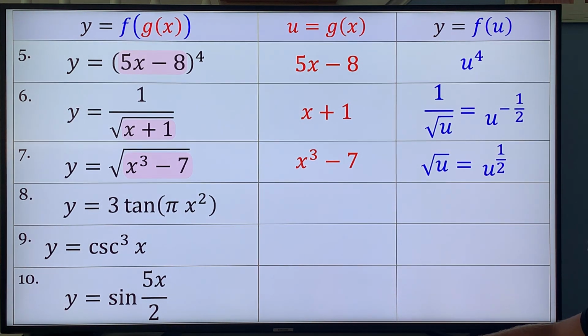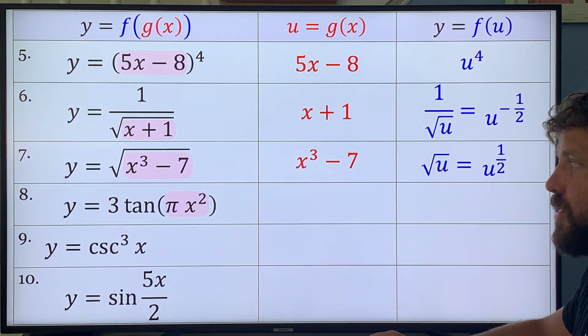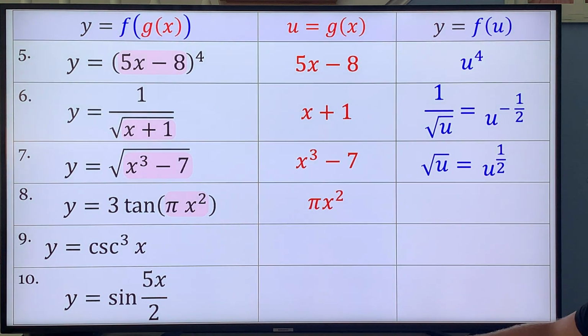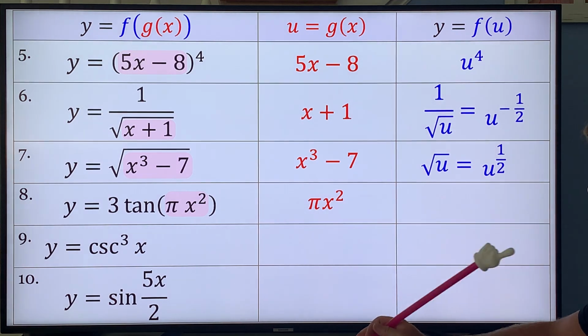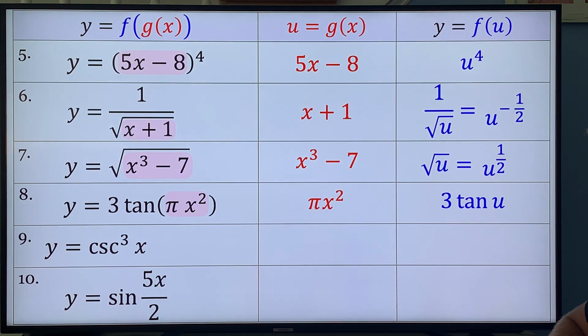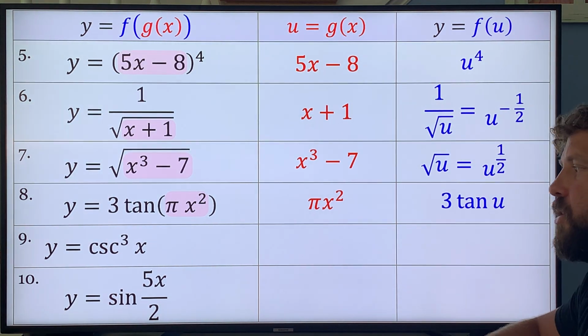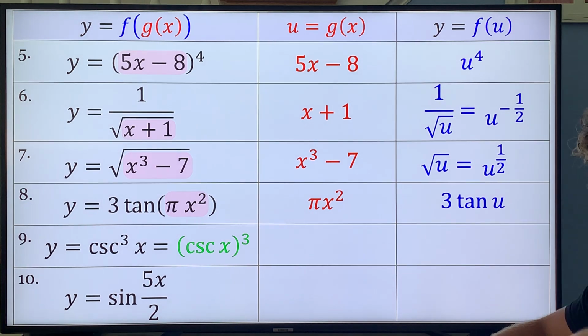What about 8? Well, inside function is whatever is inside the trig function. So it's pi x squared. So my outside function is 3 tan u. And this is allowed because the 3 is just a constant. It's not altering the function. What about 9? Think back to number 4. Cosecant cubed x is the same as cosecant x, the whole thing cubed. So cosecant x is my inside, and my outside is u to the 3rd.